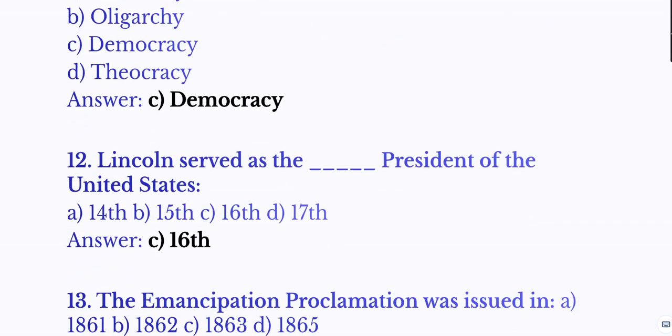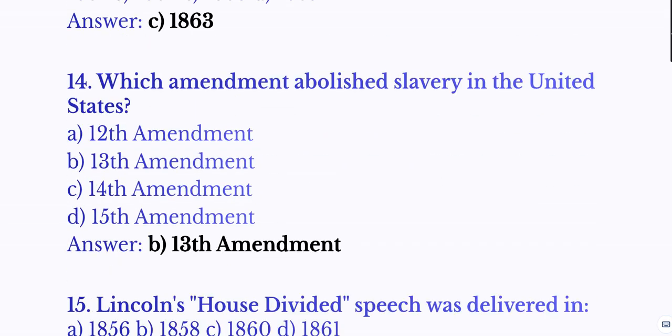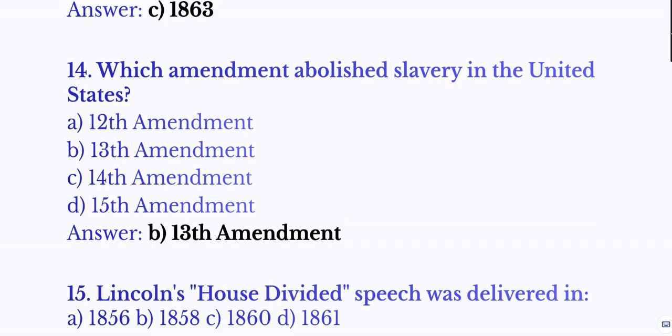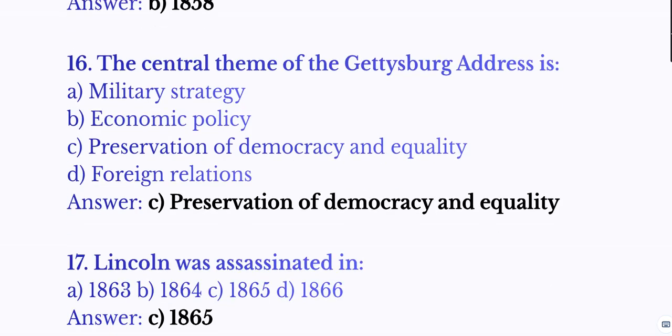Lincoln served as the 16th President of the United States. We have to make a note of this. 16th President. The Emancipation Proclamation was issued in 1863. Which amendment abolished slavery in the United States? 13th Amendment. Lincoln's House Divided speech was delivered in, these are the information apart from this Gettysburg speech. So the House Divided speech was delivered in 1858.